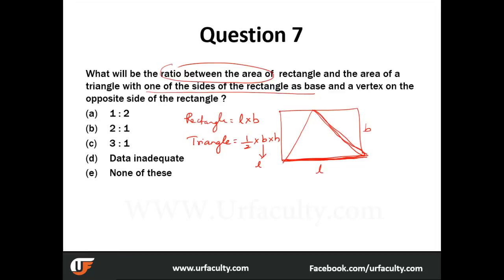And what about height? Let's draw a perpendicular line first. This is at 90 degree with the base, and this line is also at 90 degree with the base. So what will be the length of this? H will be equal to B, the breadth, right? So your base is this one and your height is B. So the required ratio is equal to L into B by half into L into B. You cancel both, you get the answer as 2:1. That's your answer.